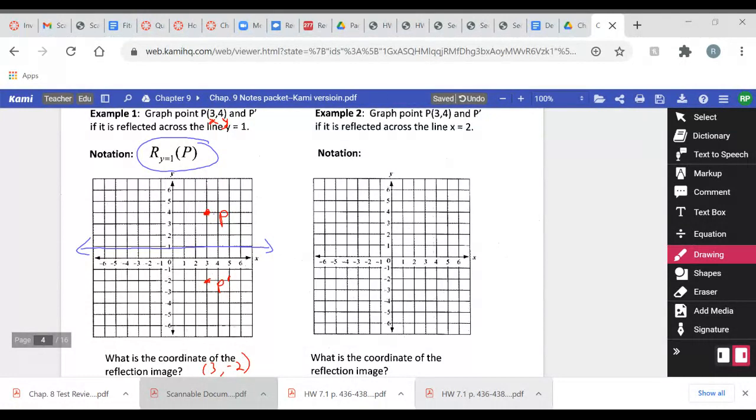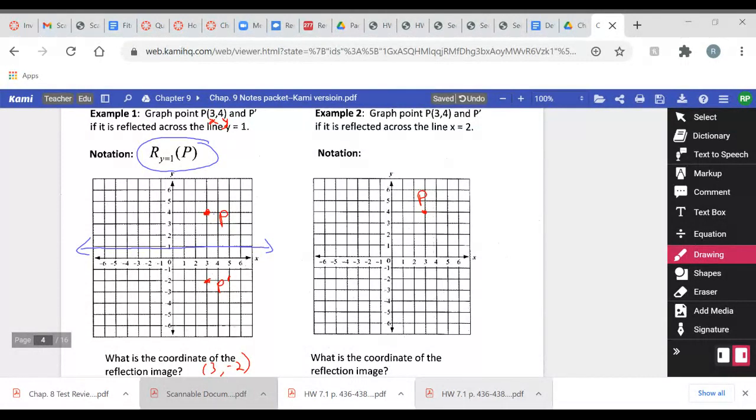Okay, example 2 is very similar. You can pause the video and try this one on your own if you would like, and then check back to see if you got it right. That would be good practice for you. So what you should have done is plotted the point 3, 4. So same point we started with before, and I'll label that P.